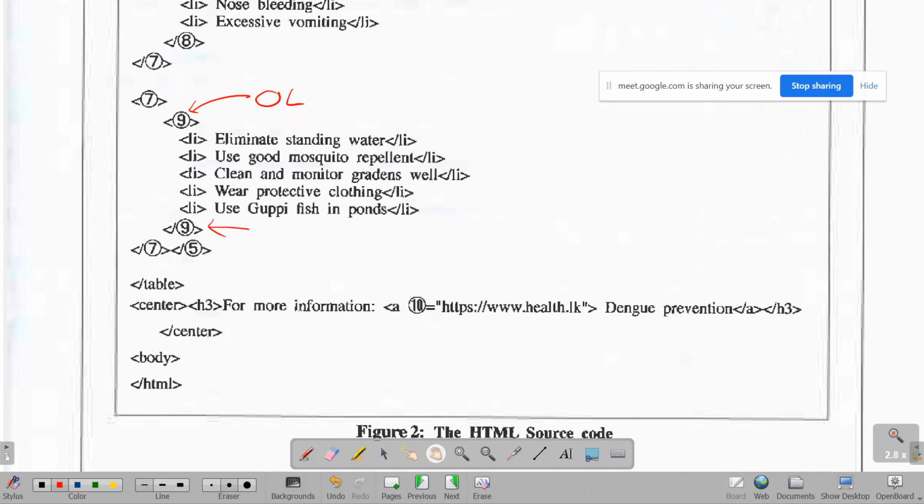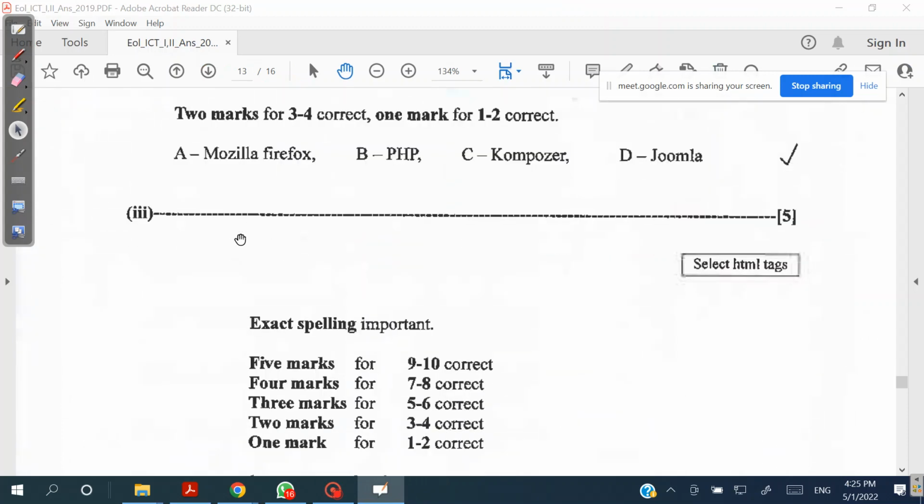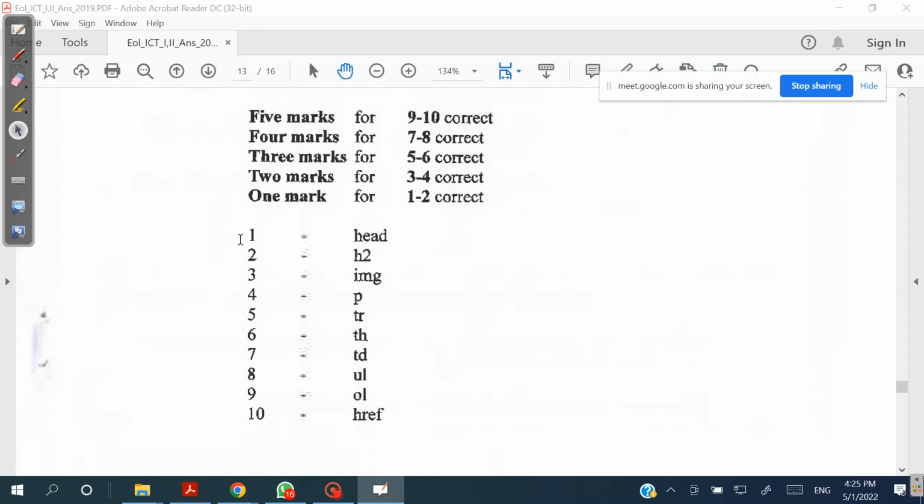And as the 10th, it's very easy, since it comes with the anchor tag. This must be href, right? So href, the hyperreference, indicates where to visit when the link is being clicked. So if I take you to the marking scheme, it goes like this. First one head, second one h2, third one img, fourth one p, fifth one tr, sixth one th, seventh td, 8 ul, 9 ol, and 10 it is href.